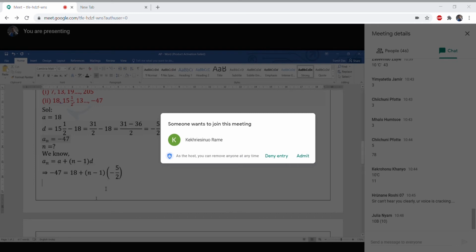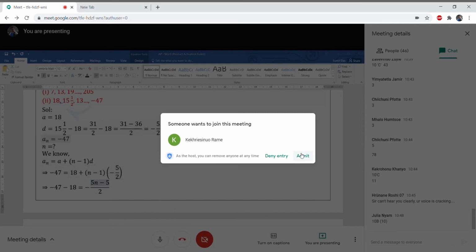So next line we will simplify. Take the 18 to the left hand side. On the right hand side we will get minus 5 divided by 2, numerator 5n minus 5. Basically what I'm doing is multiplying 5 into n minus 1.